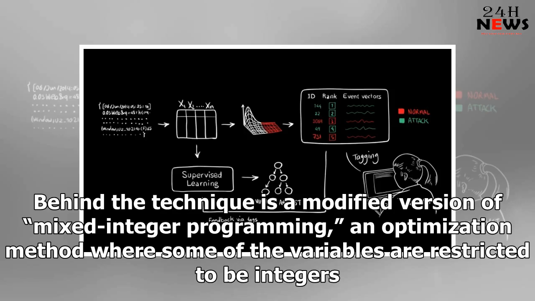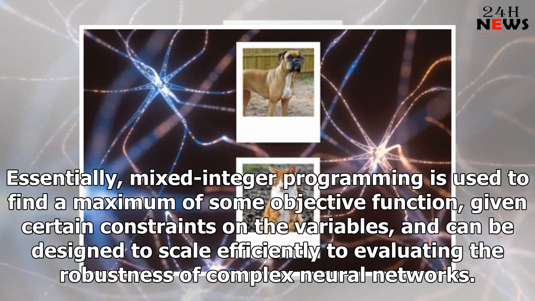Behind the technique is a modified version of mixed integer programming, an optimization method where some of the variables are restricted to be integers. Essentially, mixed integer programming is used to find a maximum of some objective function, given certain constraints on the variables, and can be designed to scale efficiently to evaluating the robustness of complex neural networks.